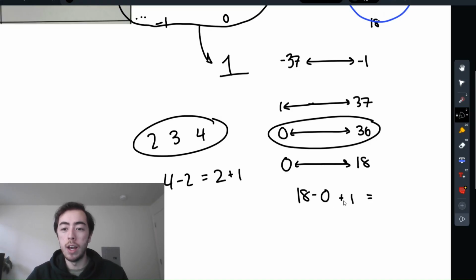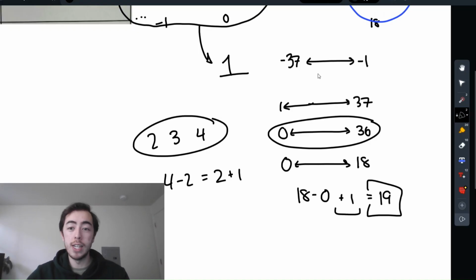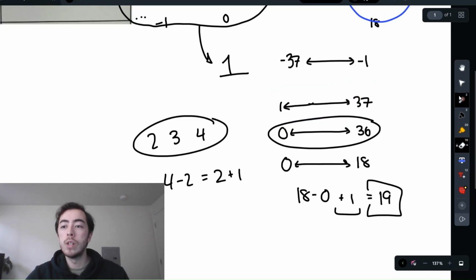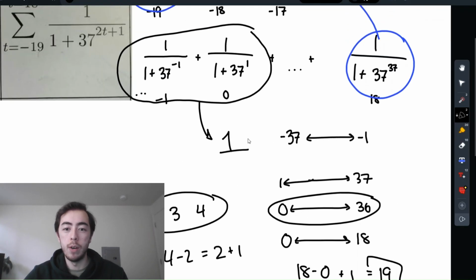Adding on the 1 does count all the numbers appropriately. So that's why I know that I need to add this 1 right here, and I do get 19. That does show that we get 19 odd numbers between -37 and -1, or 19 odd numbers between 1 and 37, or 19 pairs of fractions that add up to 1 each. So that's how I know that the answer today is 19.